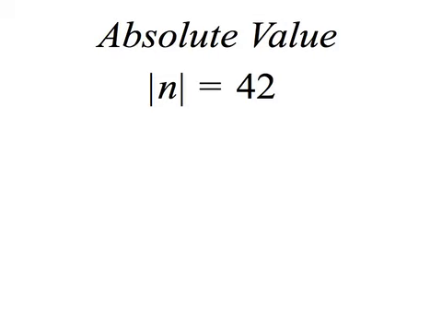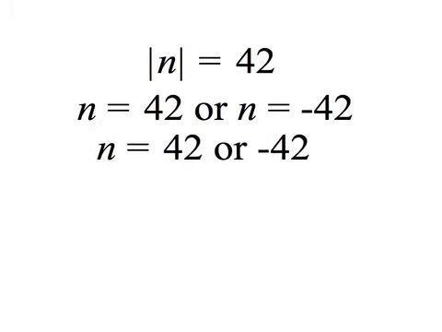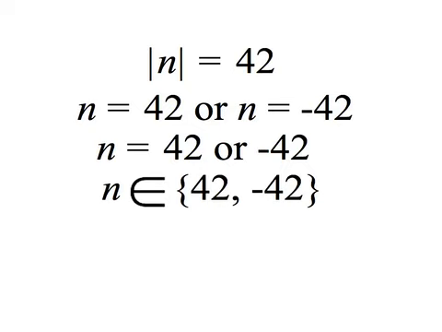So there's two solutions to this equation. N can be 42, or n can be negative 42. A slightly shorter way to write the solution is shown here. N is equal to 42 or negative 42. A more formal way is to show it as a solution set, and this is read, n is a member of the set of numbers 42 and negative 42.